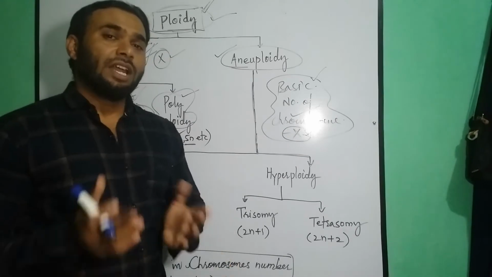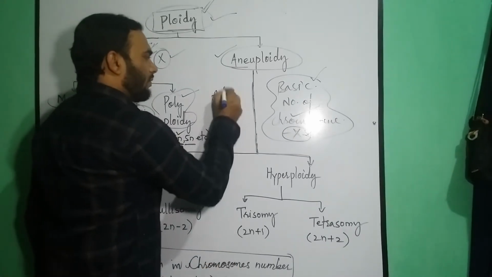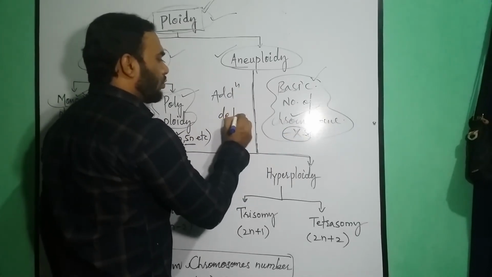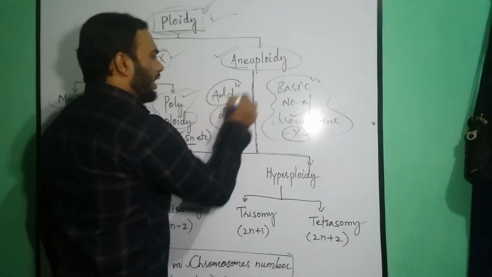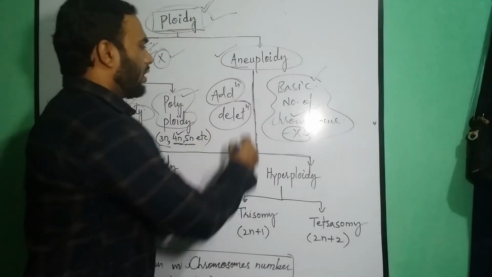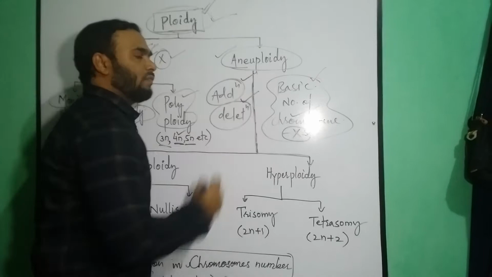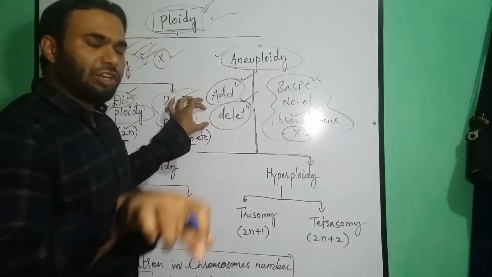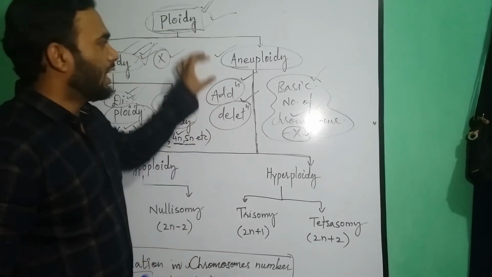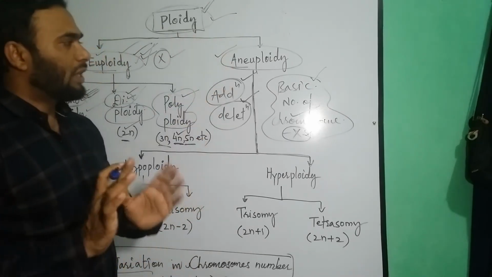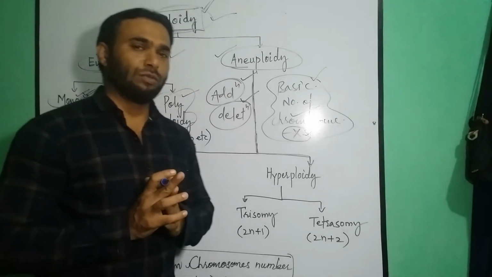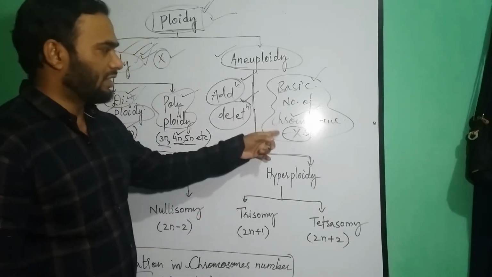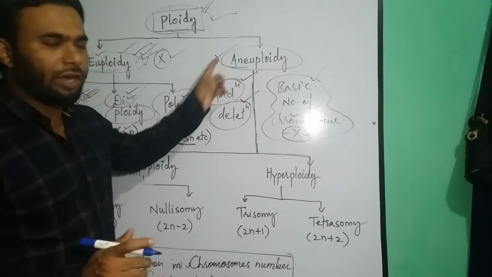So what will be there? It should be either addition of chromosomes in the X or deletion of chromosomes in the X. So either chromosomes will be more, or they will be less, removed or deleted. I hope you are getting it, students. Aneuploidy means when the number of chromosomes in the cell is not an exact multiple of X. So it is called aneuploidy.